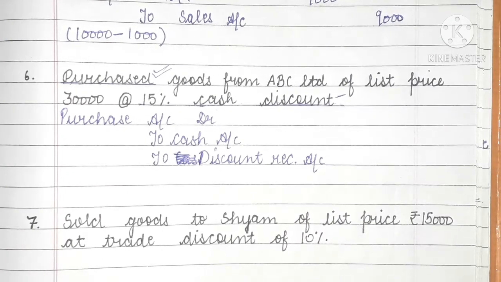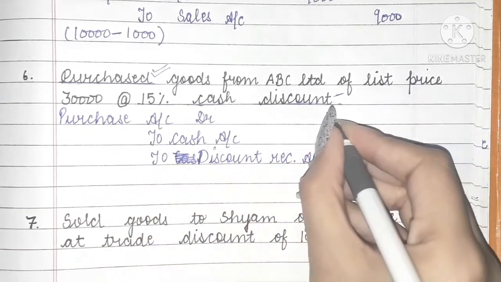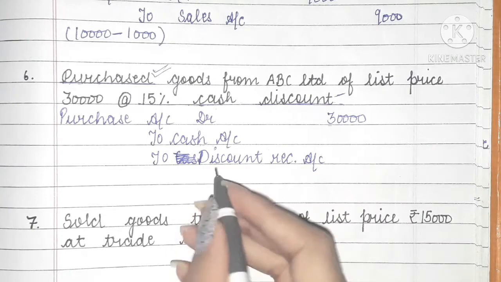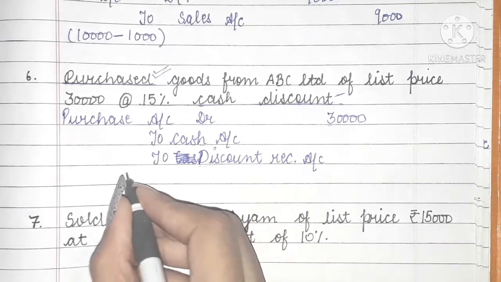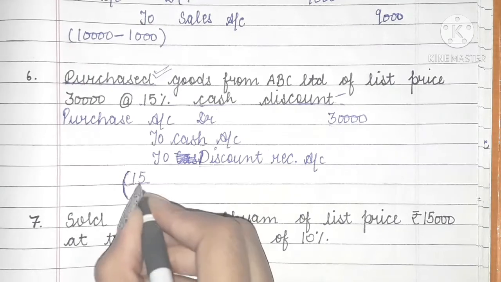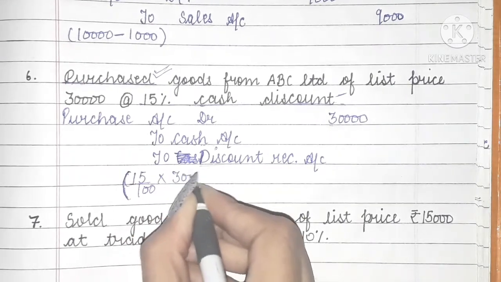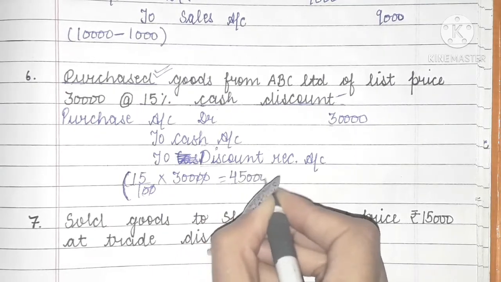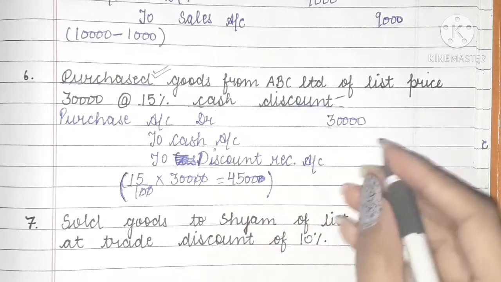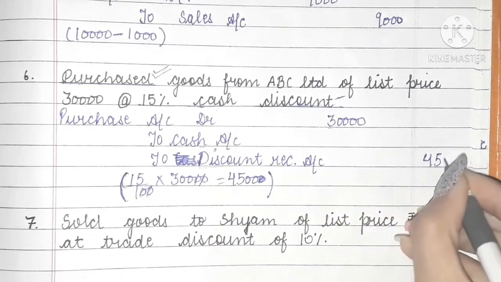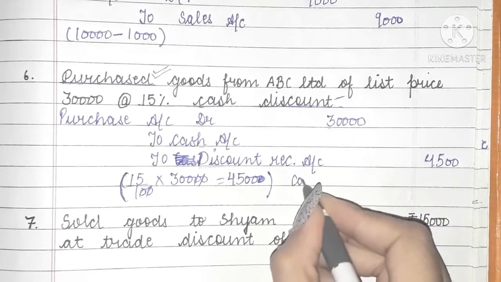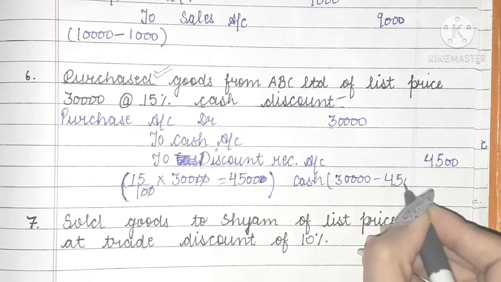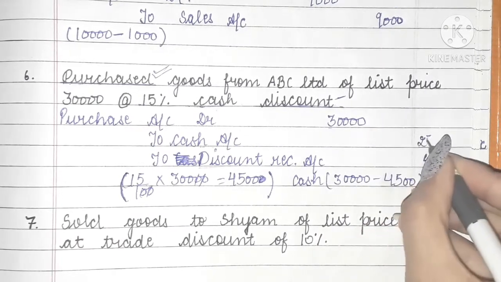Now the amounts. We are purchasing goods for 30,000, but we are not paying the full 30,000. We'll calculate the discount. 15% of 30,000 will be rupees 4,500. So the discount we are receiving is 4,500, and the cash we are paying is 30,000 minus 4,500, which is 25,500.